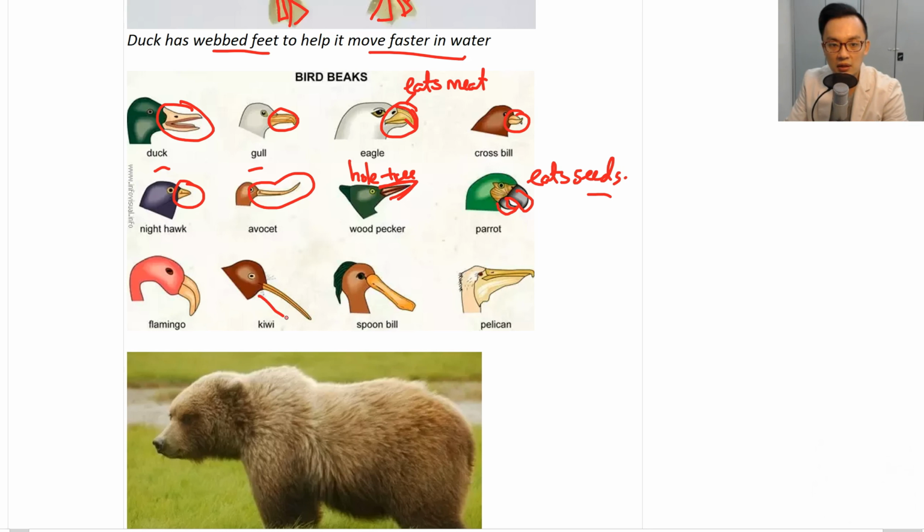So you can imagine a kiwi will eat something that's very deep inside. A pelican will eat fishes. So the idea is that different birds eat different things. They live in different habitats, and therefore they have structural adaptations to help them live in that habitat. They all look different, and this is what they are. This is what the birds are, and that's why it's considered structural adaptation.